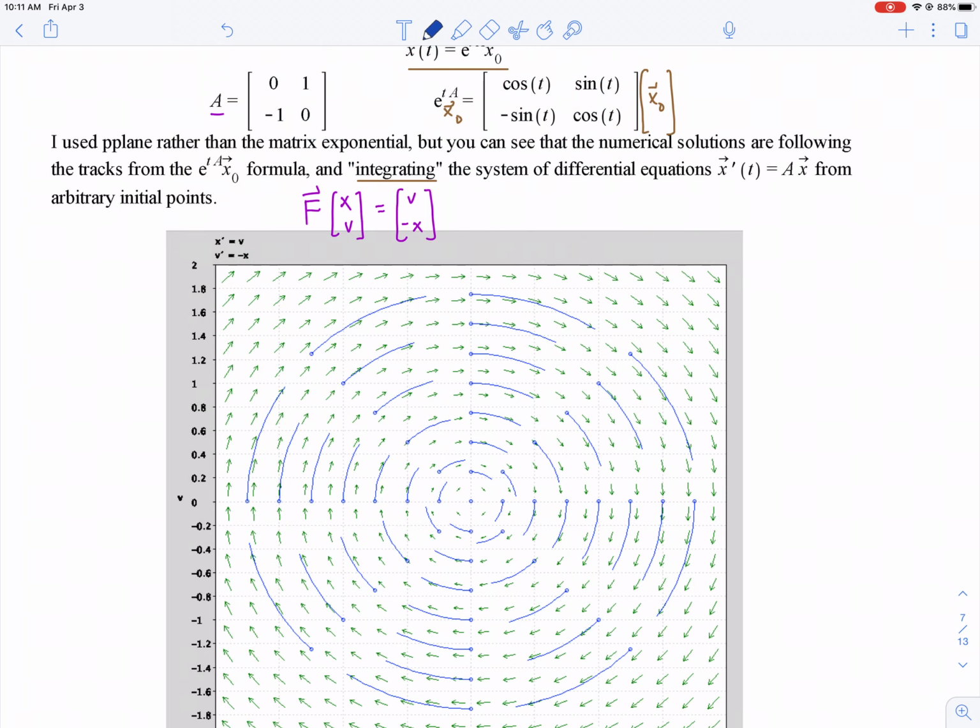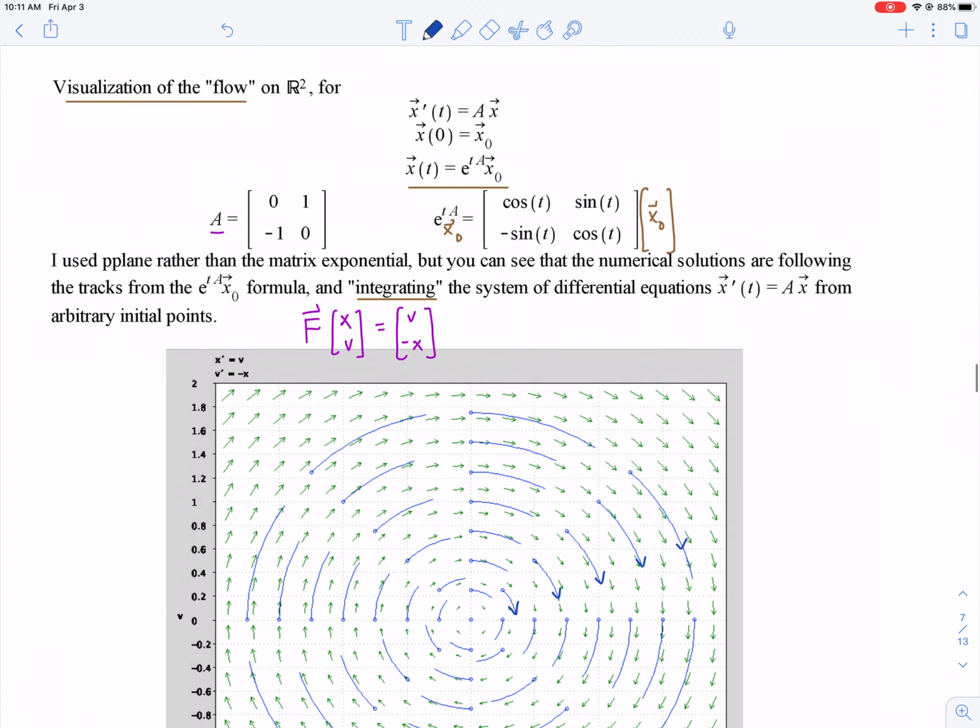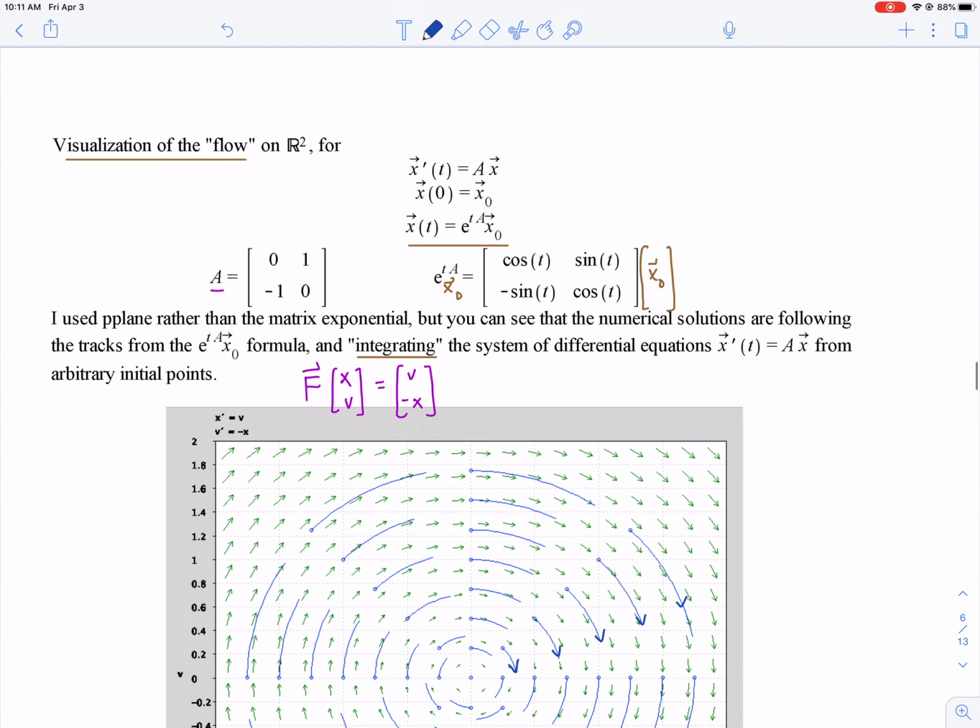So R2 is getting rotated by this flow. And flows come up in a lot of places, certainly fluid flow, for example. But anytime you have vector fields, you can look at the flows that they generate, and they come up in pure and applied mathematics. So a starting point might be the Wikipedia page, vector flow.